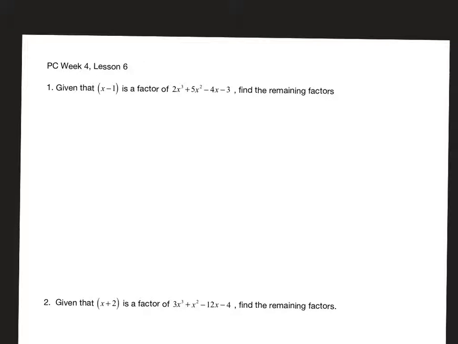So on this problem, it says that given that x minus 1 is a factor, okay, so if x minus 1 is a factor, that means that x equals 1 is a root, all right? That means that if I plug 1 into that expression, I should get 0. But what it's asking, it's not asking for the remaining roots, it's asking for the remaining factors. So what we're going to do is take that root, that 1, and send it through synthetic division.